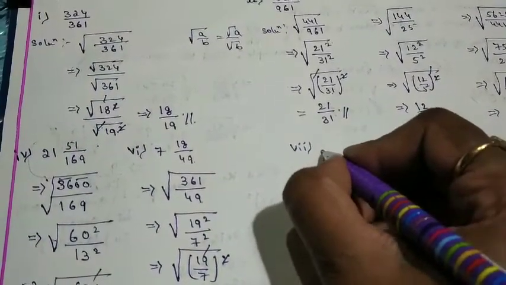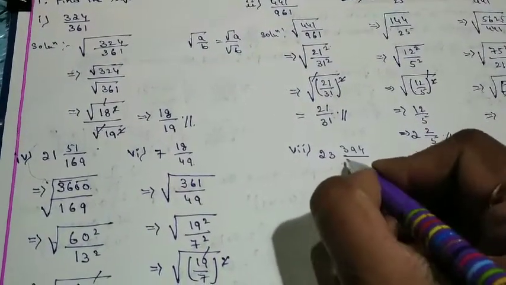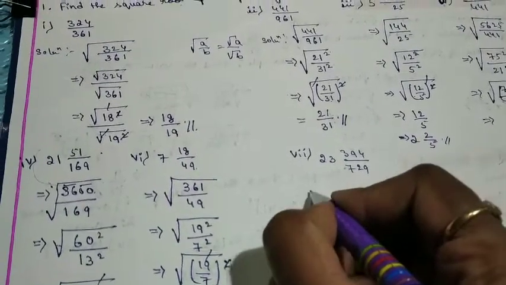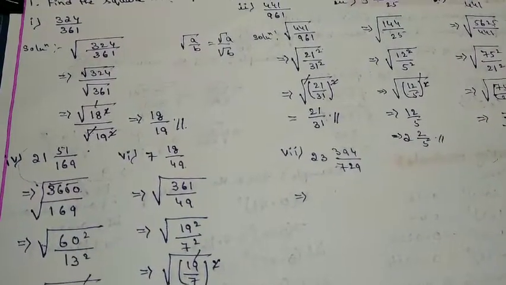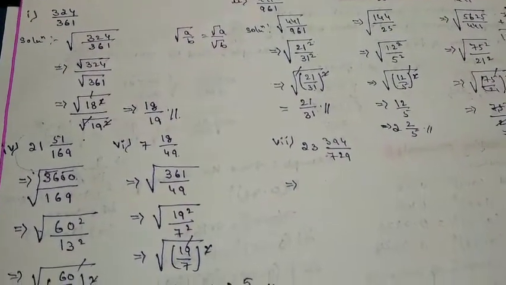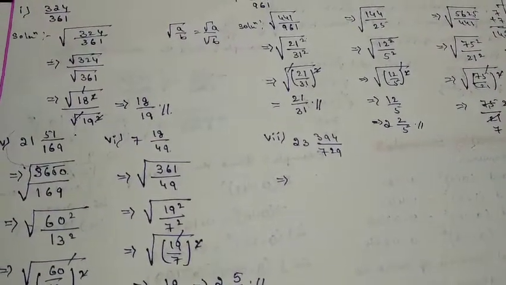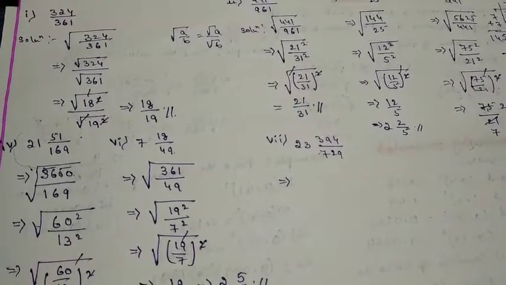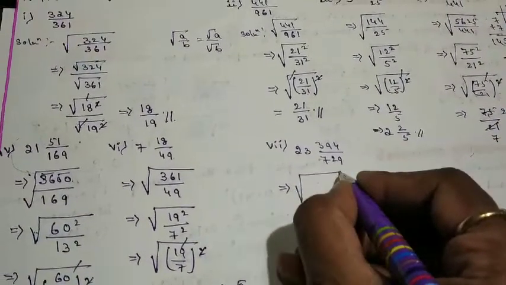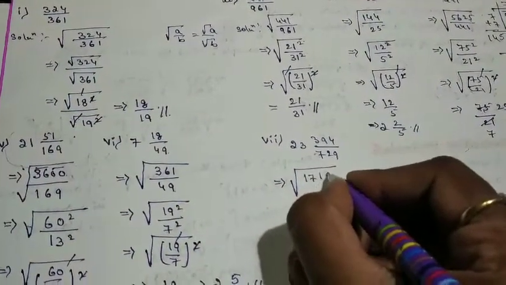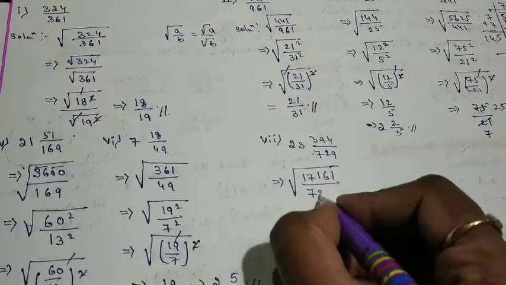That is 23 and 394 divided by 729. First we'll multiply 729 into 23. Then the product is 16,767. Then we'll add 394 to the product. Then the answer is 17,161. So the square root of 17,161 divided by the denominator 729.